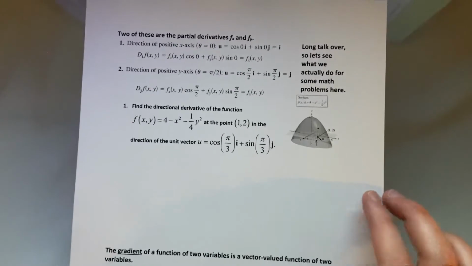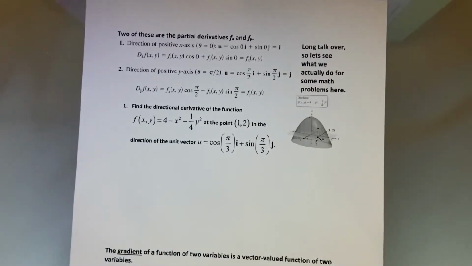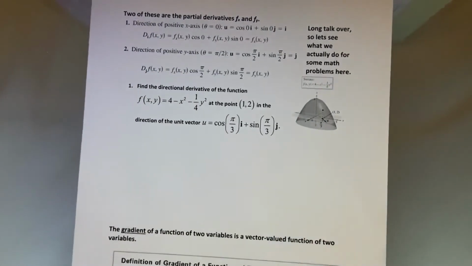Find the directional derivative of the function f of x, y equals 4 minus x squared minus 1/4 y squared at the point (1, 2) in the direction of the unit vector cosine pi over 3 i plus sine pi over 3 j. So that's at an angular direction of pi over 3. So first things first, we need to find both partial derivatives.